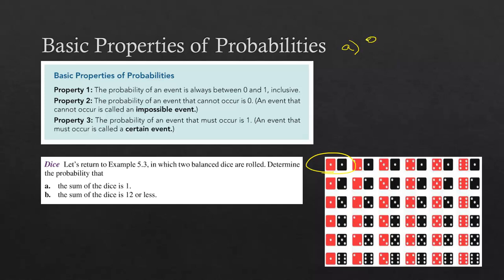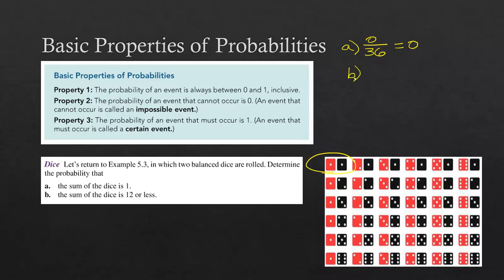So that's a 0 out of 36 chance, which is 0. So that is an impossible event is what we would say.